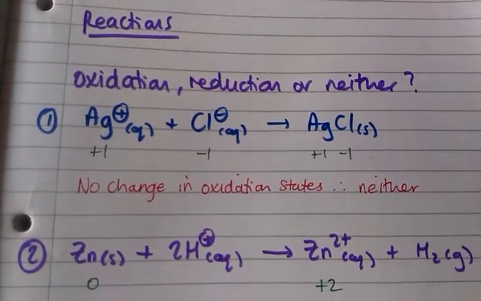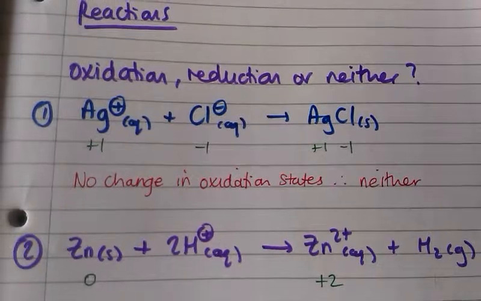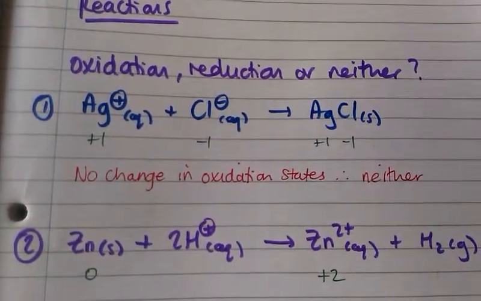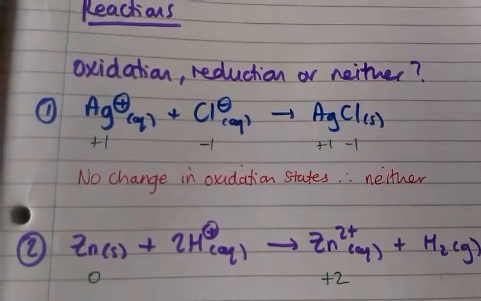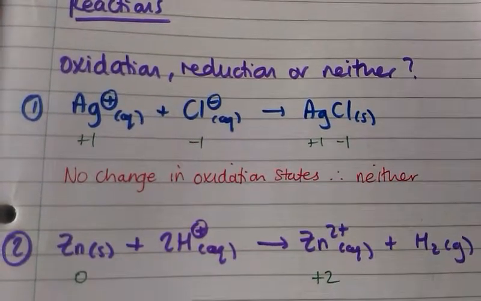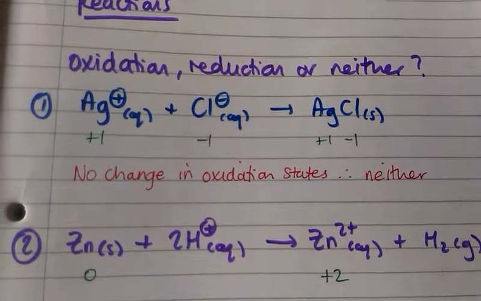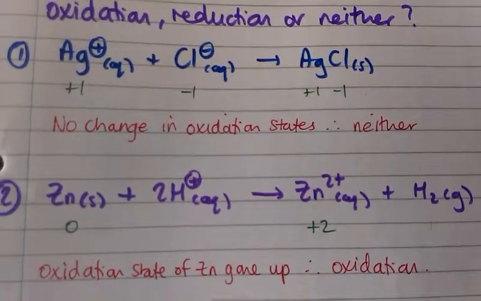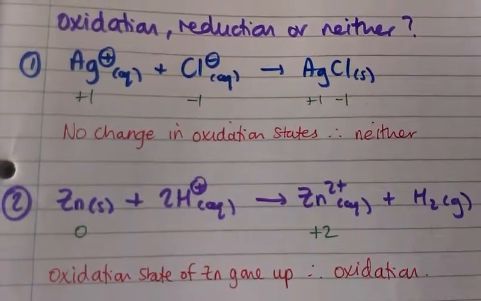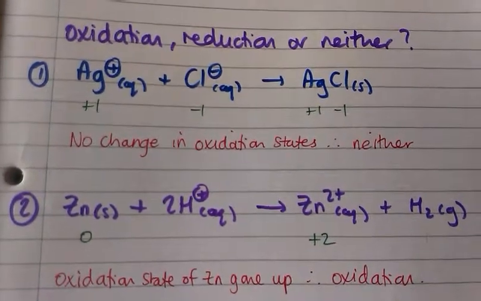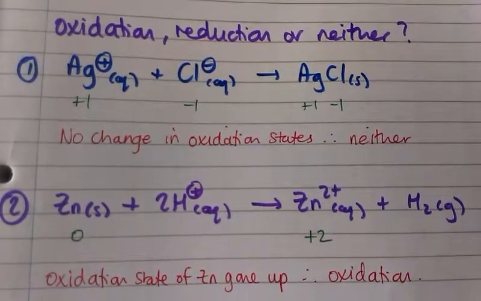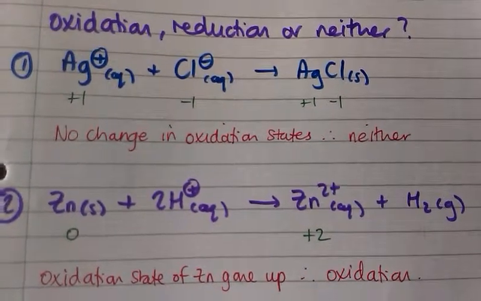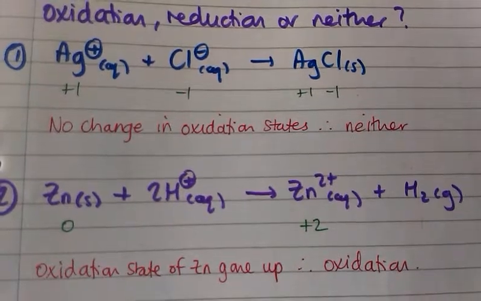In the second example, if we want to work out whether the zinc has been oxidized or reduced, it starts off with an oxidation state of 0 and it ends up with an oxidation state of +2. So the oxidation state of the zinc has gone up, and so it's been oxidized. And we also know it's been oxidized because it's lost 2 electrons. So if you remember from an earlier video, oxidation is also the loss of electrons.